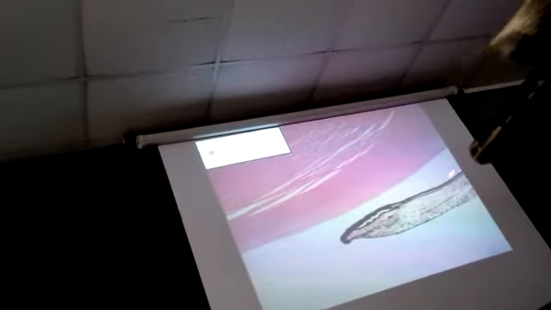Again, this is the lens. This is the posterior chamber. That's the pupil. Remember that? This is the anterior chamber. Anterior chamber, posterior chamber, pupil, iris. So this is your dilator pupillae, constrictor pupillae here.